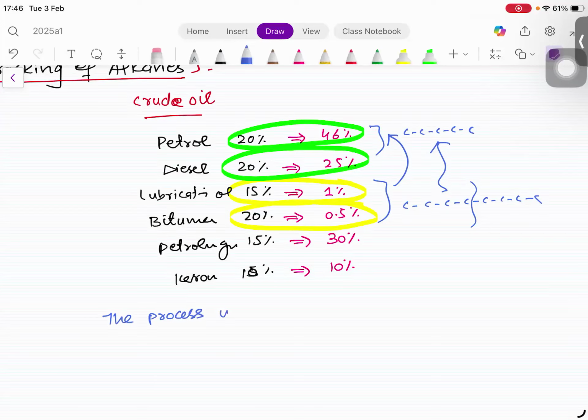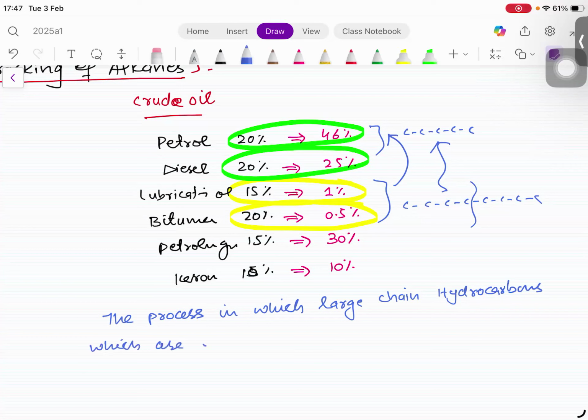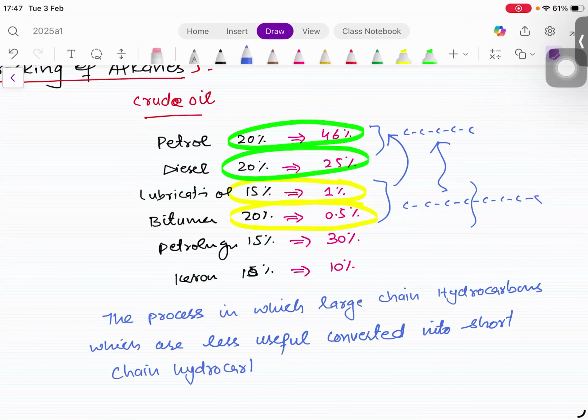Cracking is the process in which large chain hydrocarbons or alkanes, because these can be alkenes too, so we call them hydrocarbons, which are less useful, are converted into short chain hydrocarbons, which are more useful.